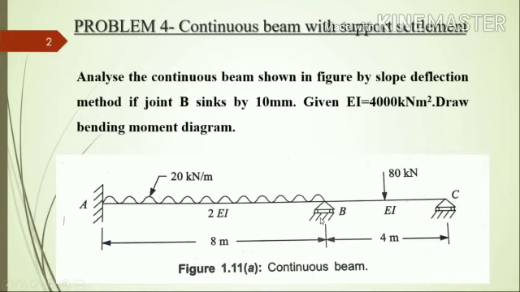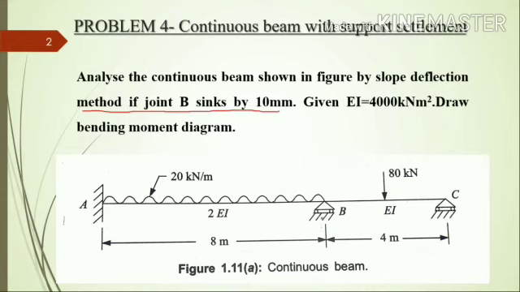There is a continuous beam ABC given. In AB there is a UDL of 20 kN per meter acting. The flexural rigidity means the value of EI. Flexural rigidity of AB is given as 2 EI and the length of span AB is 8 meter. When we consider BC, there is a centrally concentrated load of 80 kN acting. Flexural rigidity is EI and the length of the span is 4 meter. Here it is given that joint B sinks by 10 mm.